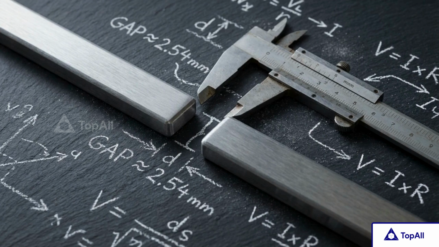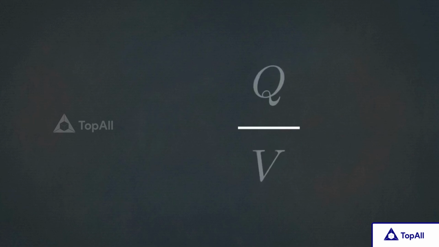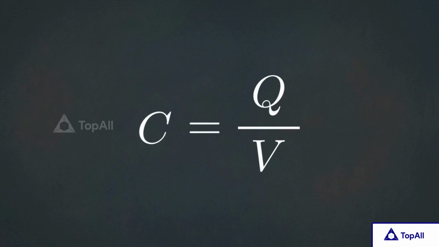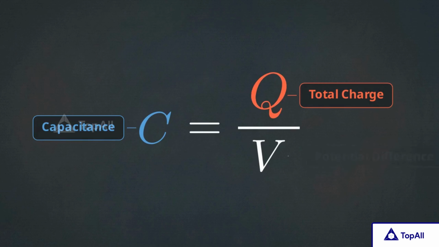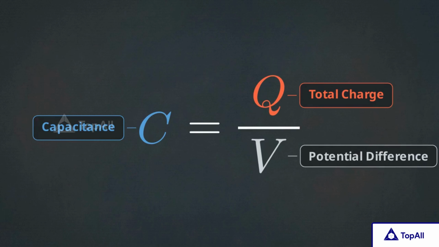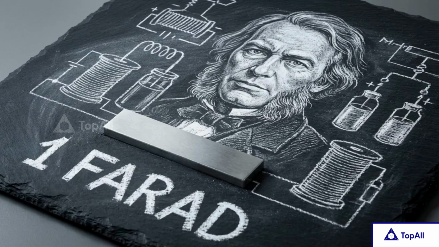But why would a device's electrical storage limits depend entirely on these physical dimensions, rather than the raw electricity flowing into it? This equation shows the core ratio of electrostatics. Capacitance, C, is defined as the total charge Q divided by the potential difference V. The standard SI unit for this property is the farad, named after Michael Faraday.